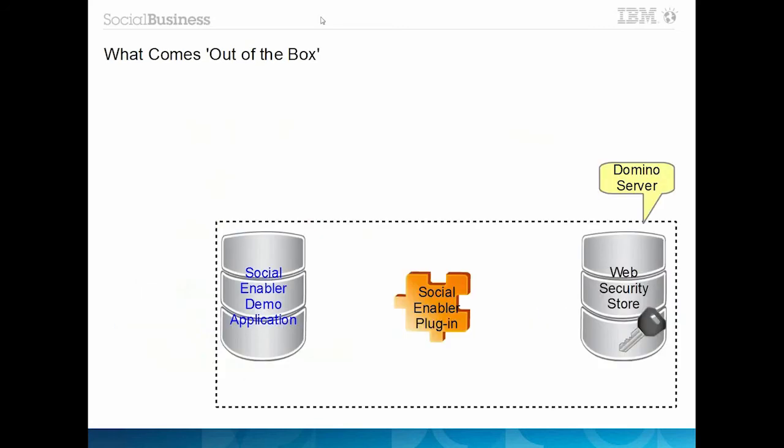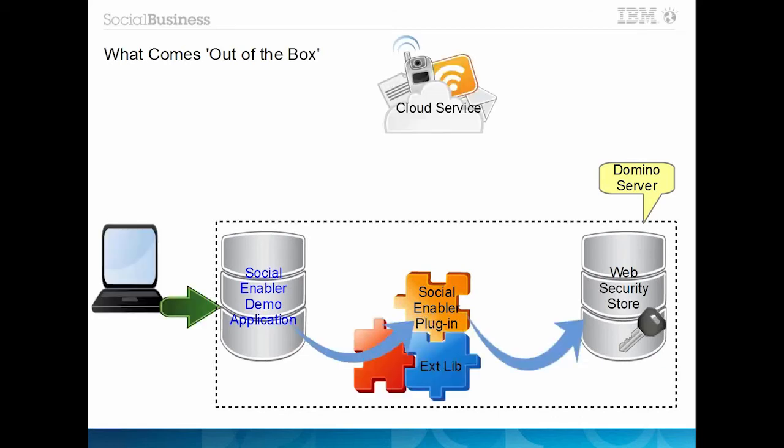So I'm just going to give a quick overview here of the life cycle of a typical request, just to show what happens when a user requests, for instance, to see the Twitter page that Tony showed, what happens behind the scenes. So the user would come in and make a request to the Twitter tab, would click on the Twitter tab within the Social Enabler demo application.